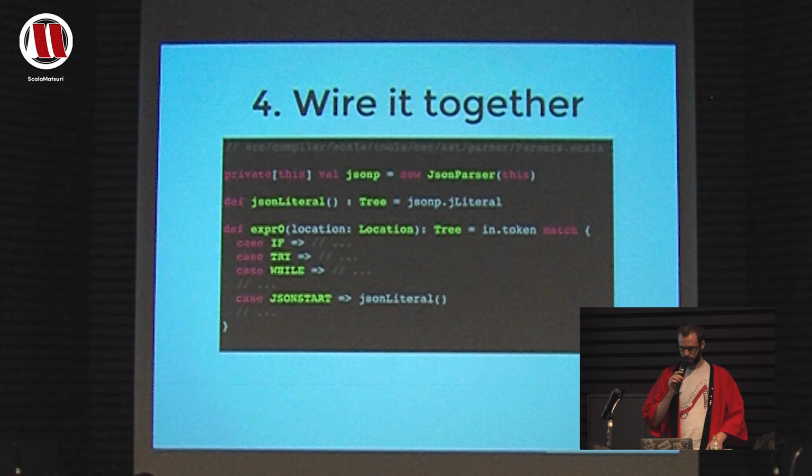And then step four, I wired it all together. This is inside the existing Scala parser in the compiler. I create my new JSON parser, and then I added a new case into this method here called expression 0 that says if you see a JSON token, then you should start parsing as JSON until I tell you not to. So that was it. And now I can give you a little demo of that.